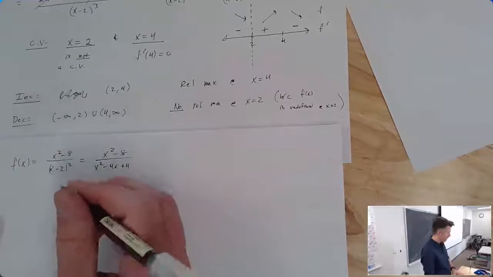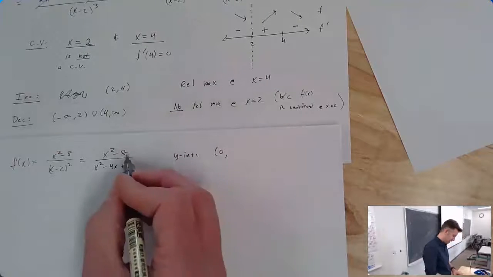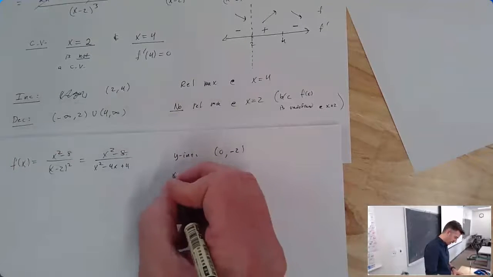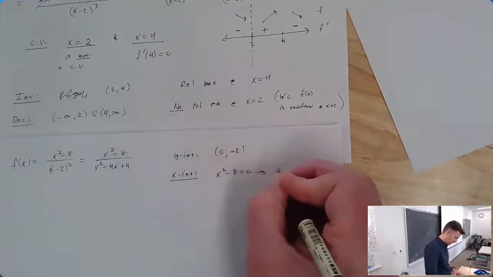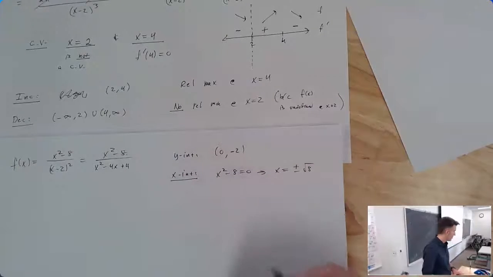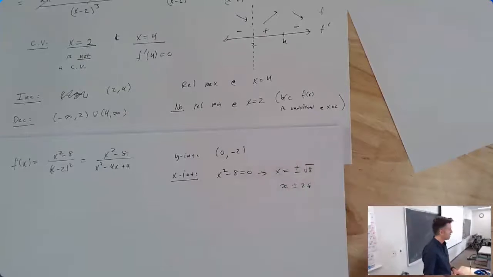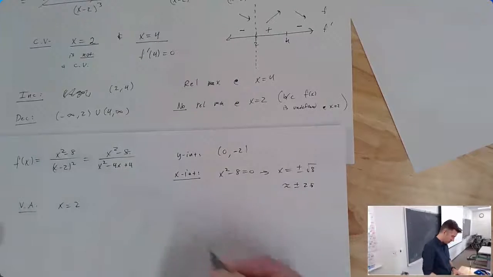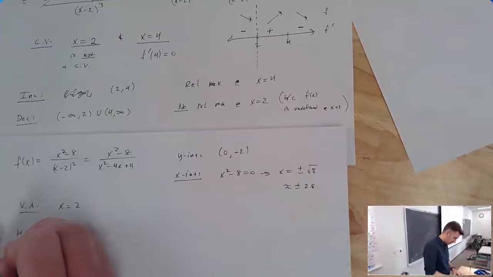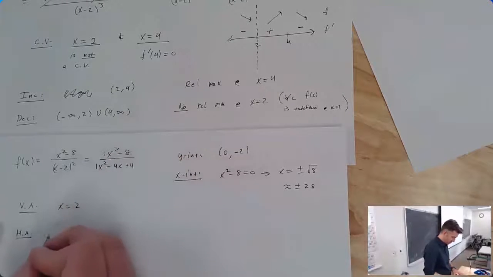If we were going to think about graphing this, our y-intercept would be 0, comma, negative 8 over 4, which is negative 2. Our x-intercepts: if I set x squared minus 8 equal to 0, we get x equal to plus or minus the square root of 8, which is approximately 2.8. Our vertical asymptote would be at x equal to positive 2. And our horizontal asymptote: I've got the same degree on top as on the bottom, and the leading coefficients are 1 and 1, so my horizontal asymptote would be y equal to 1 over 1, which is 1.